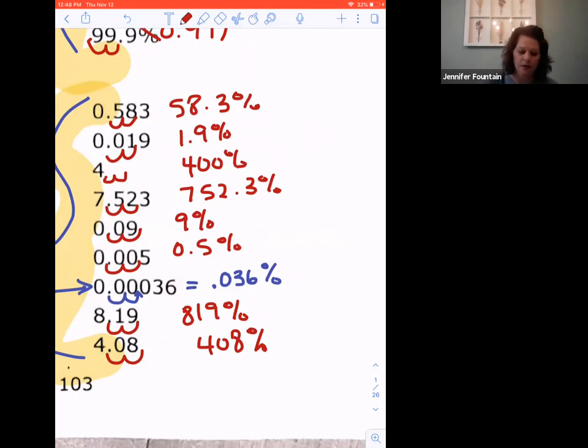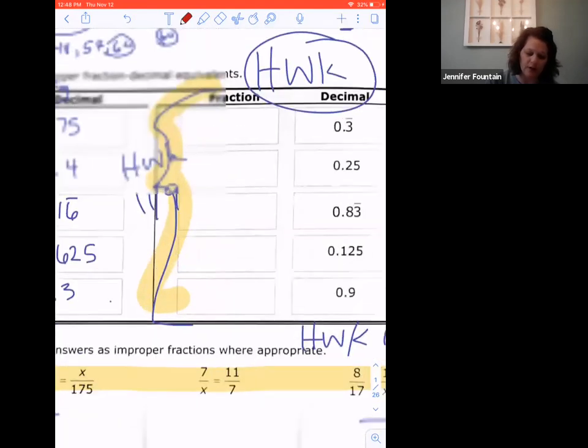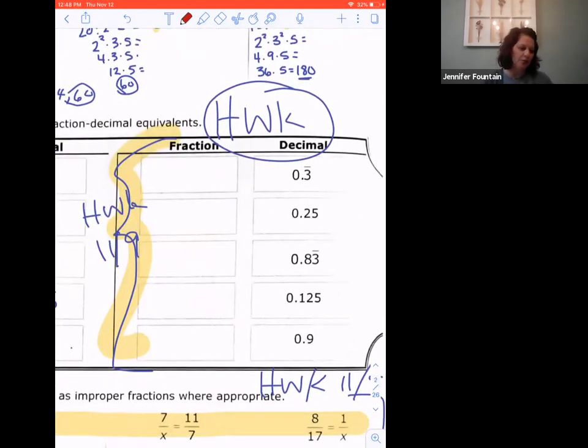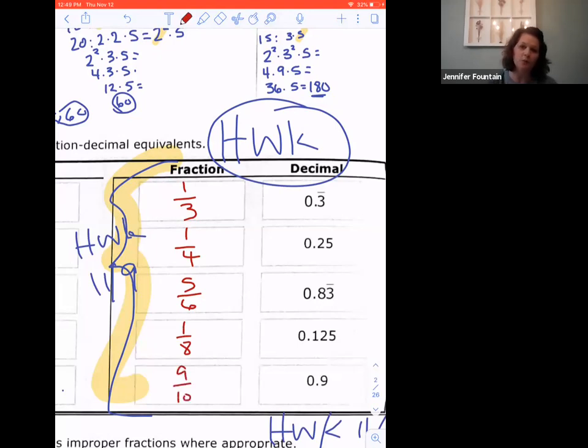Everybody good? All righty. So then we looked over and we were working with our fractions to decimals and decimals to fractions. So over here, if we had 0.3 repeating as my decimal, we know that that is a fraction equal to 1/3. 0.25 is 1/4. 0.83 repeating is going to be 5/6. 0.125 will be 1/8. And 0.9 is 9/10. Any questions on those?